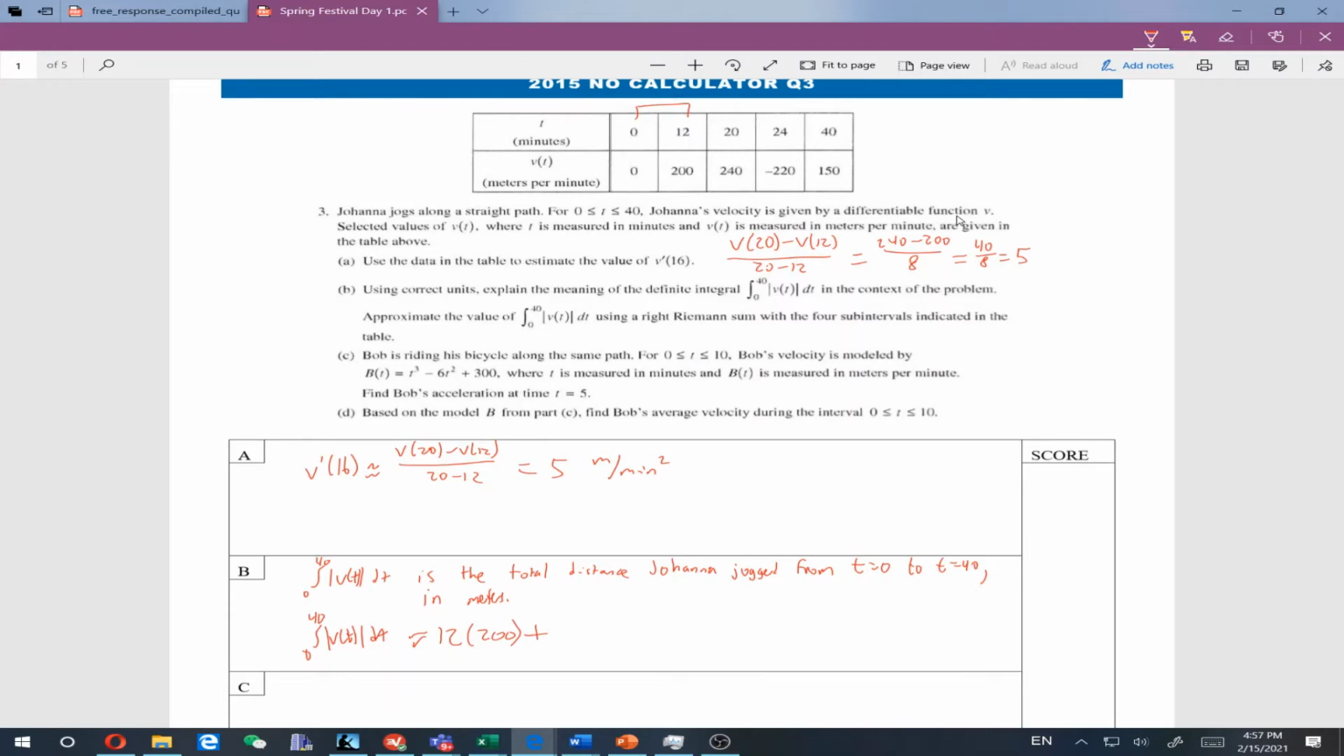Okay, 8 times 240. Okay, we're taking the absolute value of v(t), so this should be 4 times 220, okay. Plus 16 times 150, perfect.